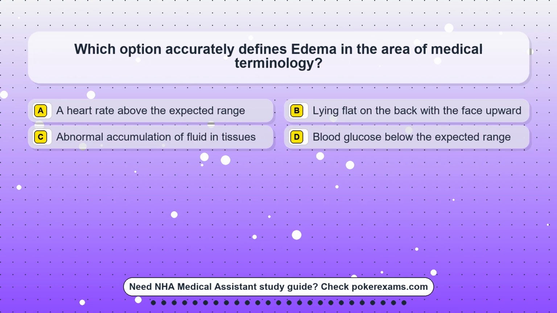Question 7. Which option accurately defines edema in the area of medical terminology? Option A, a heart rate above the expected range. Option B, lying flat on the back with the face upward. Option C, abnormal accumulation of fluid in tissues. Option D, a blood glucose below the expected range.